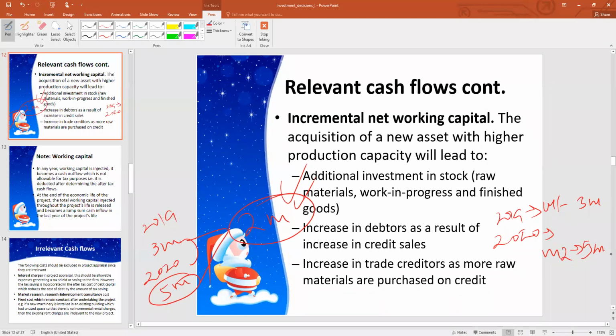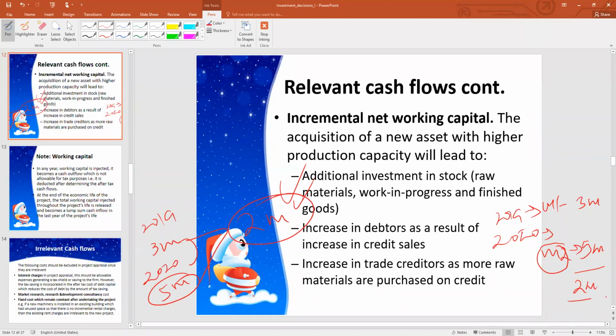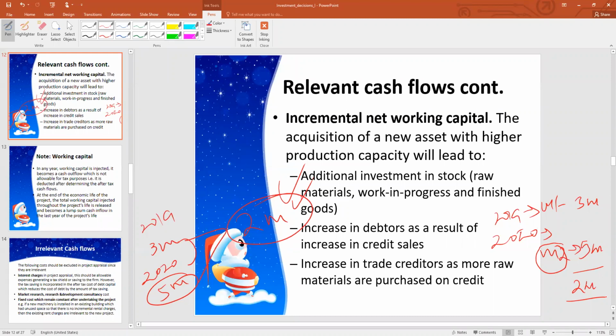Therefore, the question is, if the company was to invest to buy this machine 2, how much working capital should they be injecting into the company? They need to invest an extra 2 million, isn't it? Therefore, what we ought to consider when appraising machine 2 is not the 5 million, but the 2 million, because that is the extra the company should be investing. Already the company has invested 3 million. So this is like a past cost, a sunk cost. So what is relevant for machine 2 is the 2 million. Clear?